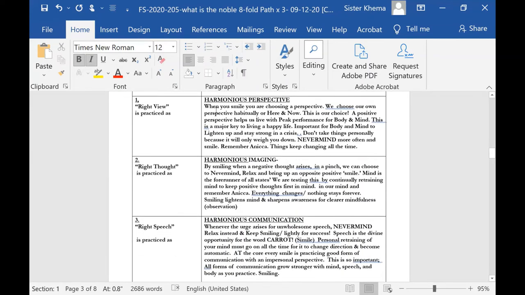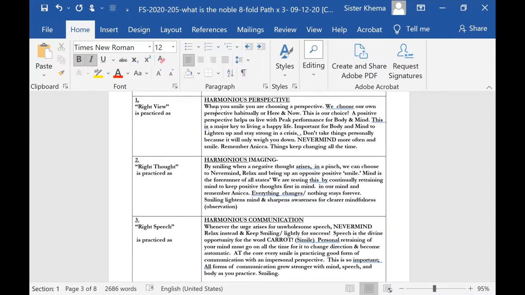So the first one, I don't believe in just dismissing the old way of saying it because it's out there so much. You run into it all the time. So like the way I like to say it, the right view is the first one, is practiced as harmonious perspective. This is precisely what it means. So we're going into the more precise meaning of how this operates. So a perspective is how you look at the world. We choose our own perspective habitually or here and now, how we're going to see what's happening.